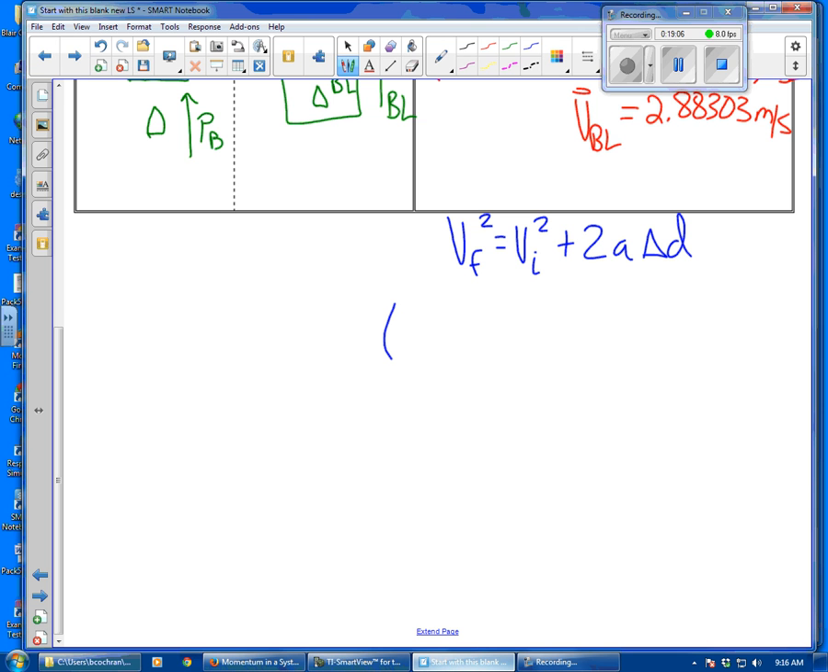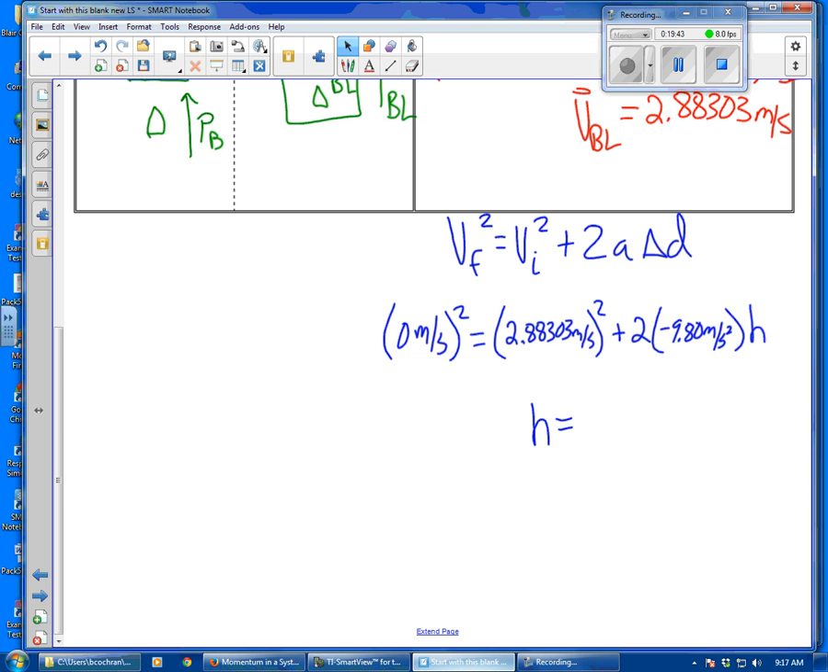V final, we just said that's going to be 0 meters per second. Our V initial, 2.88303 meters per second squared, plus 2 times negative, because it's downwards, 9.80 meters per second squared, and our change in displacement is going to be whatever height it gets to, h. And now I have all numbers, so I solve for h. And that should be my answer.